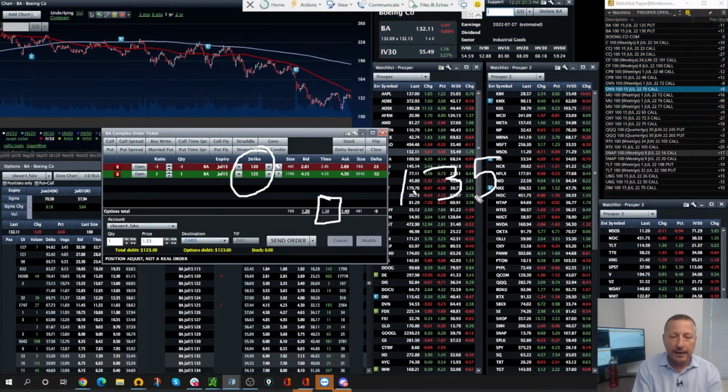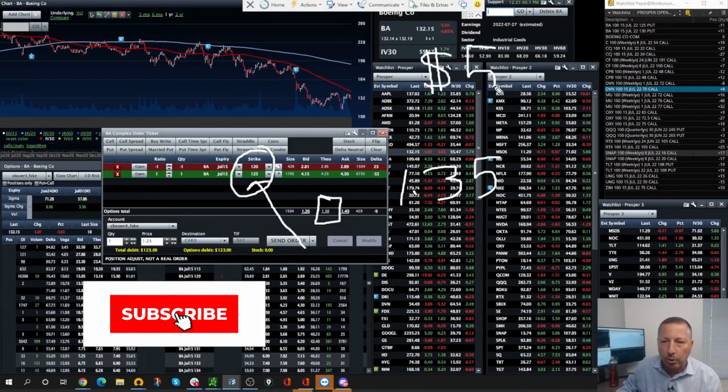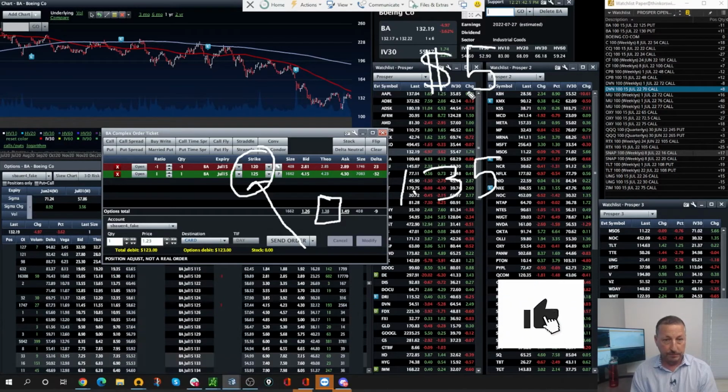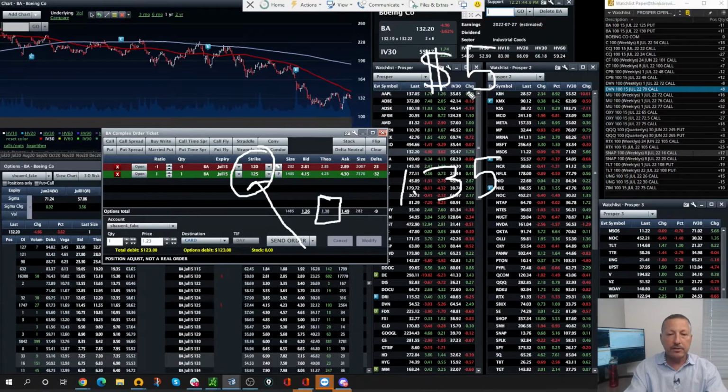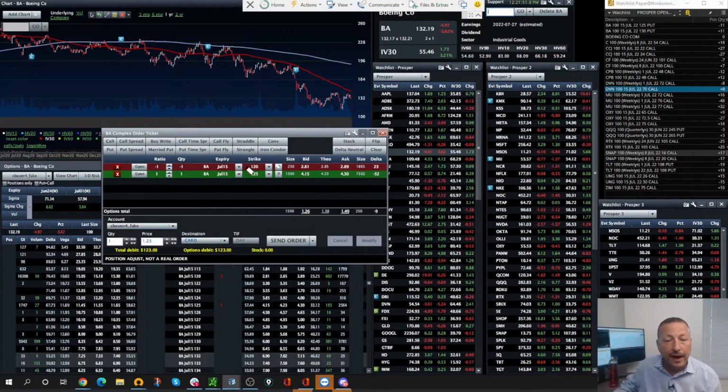So how do we calculate that here? In this instance right here, how do we calculate that? Well, the maximum value this spread could ever be worth is the difference between the two strikes. So 125 to 120, the maximum value, even if the stock went to zero, is $5. Okay? So if I pay $1.35 for something that can potentially be worth $5, we need to calculate my reward to risk.